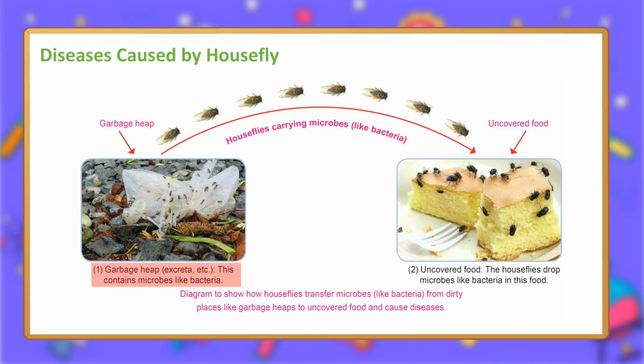1. Garbage heap, excreta, etc. This contains microbes like bacteria. 2. Uncovered food. The housefly drops microbes like bacteria in this food. Houseflies carrying microbes, like bacteria. Garbage heap, uncovered food: diagram to show how houseflies transfer microbes, like bacteria, from dirty places like garbage heaps to uncovered food and cause diseases.